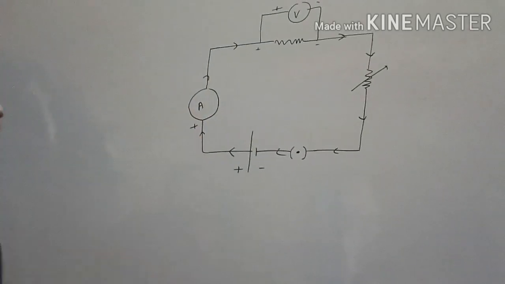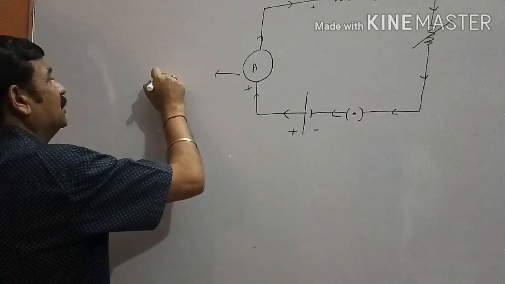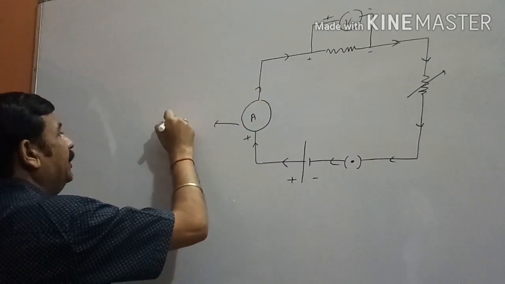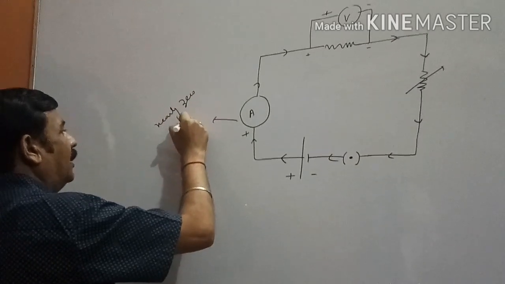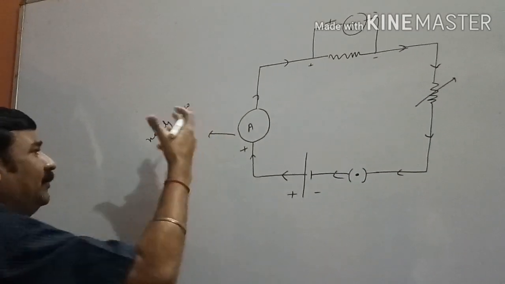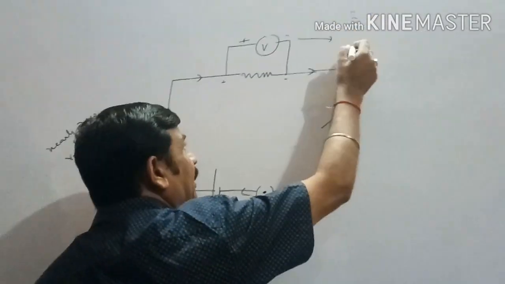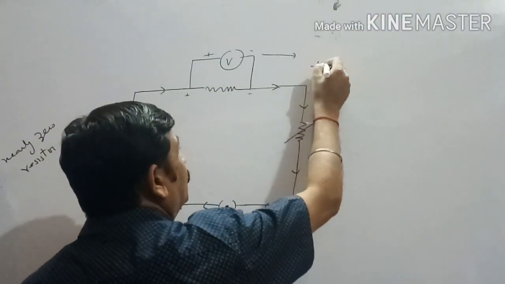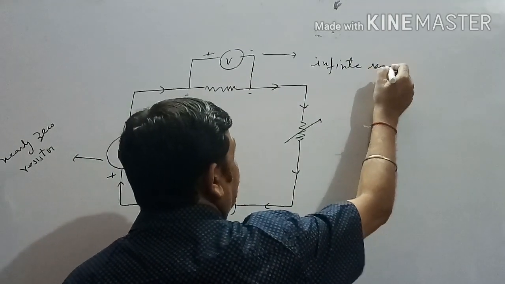Now this ammeter consists of minimum resistance, nearly zero resistance. Always remember, ammeter should have nearly zero resistance, and this voltmeter should consist of maximum resistance, means almost infinite resistance.